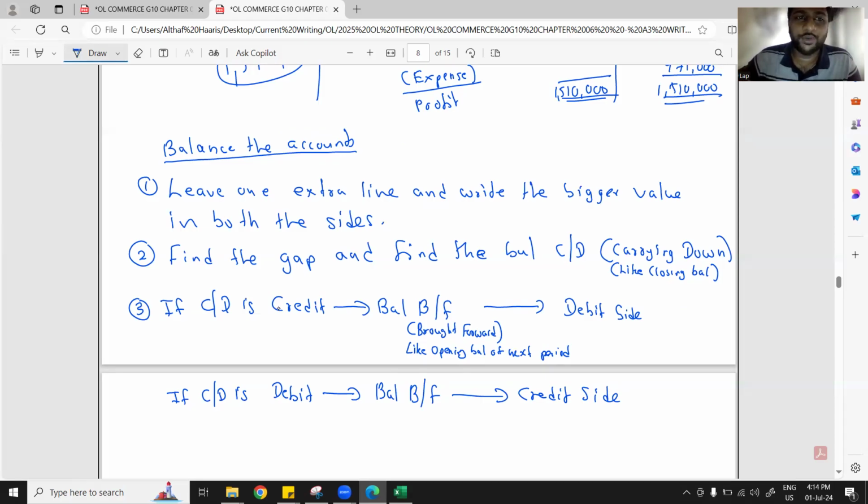If you are done with the note, let me know, people. I'll move to the other sheet.